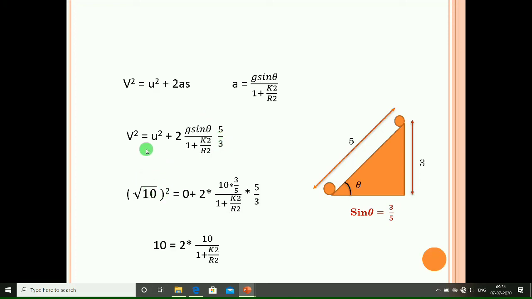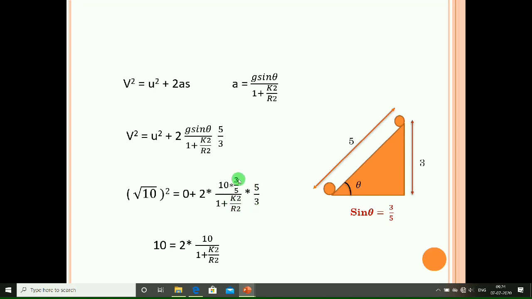Now you will put all the values. Final velocity is root 10, so root 10 square. Initial velocity is 0, so 0. 2 into g value, you will consider 10 meter per second square for every numerical. Sin theta, according to your figure, this is the angle of inclination theta, so opposite upon hypotenuse, 3 by 5. So sin theta is 3 by 5. s is already here, we are writing 5 by 3, 1 plus k square upon r square as it is.